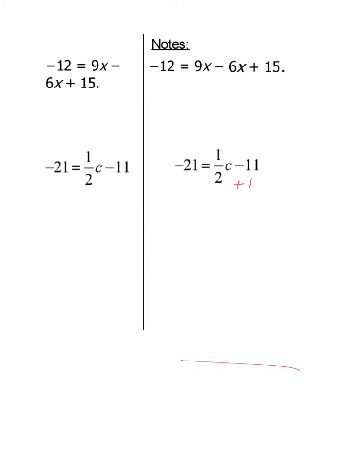We're adding 11, and we get negative 10 equals 1/2 c. So we talked about on the first day that we have an inverse property for multiplication and addition. For multiplication, when we multiply two inverses, what do we get out? What number? 1 or 0?